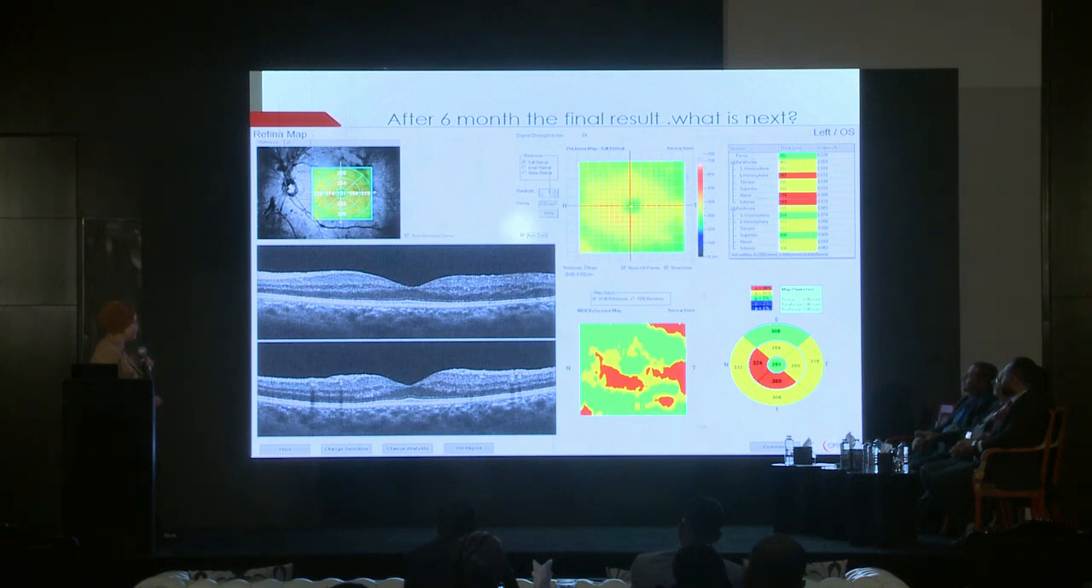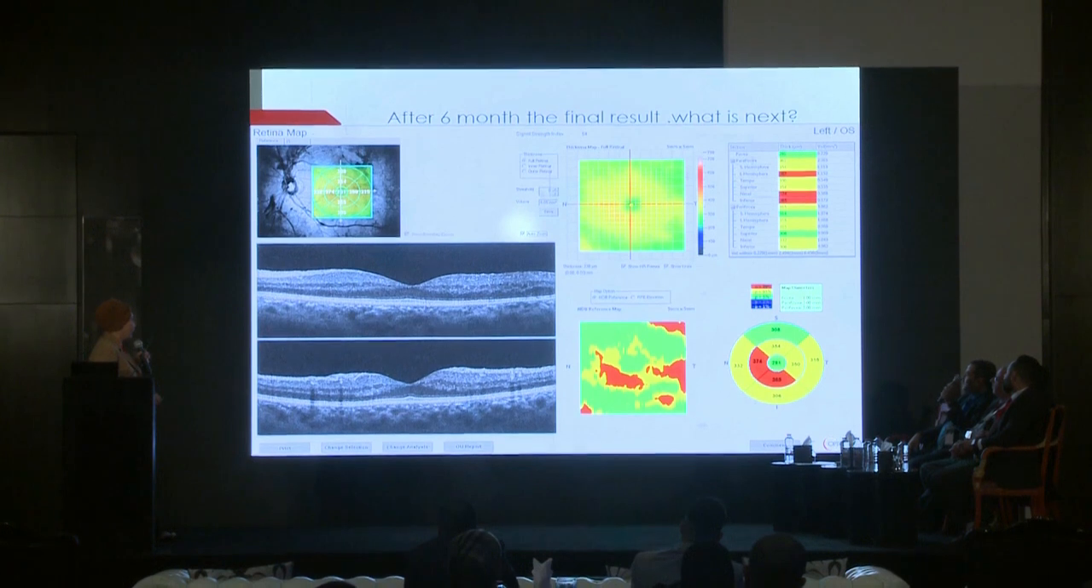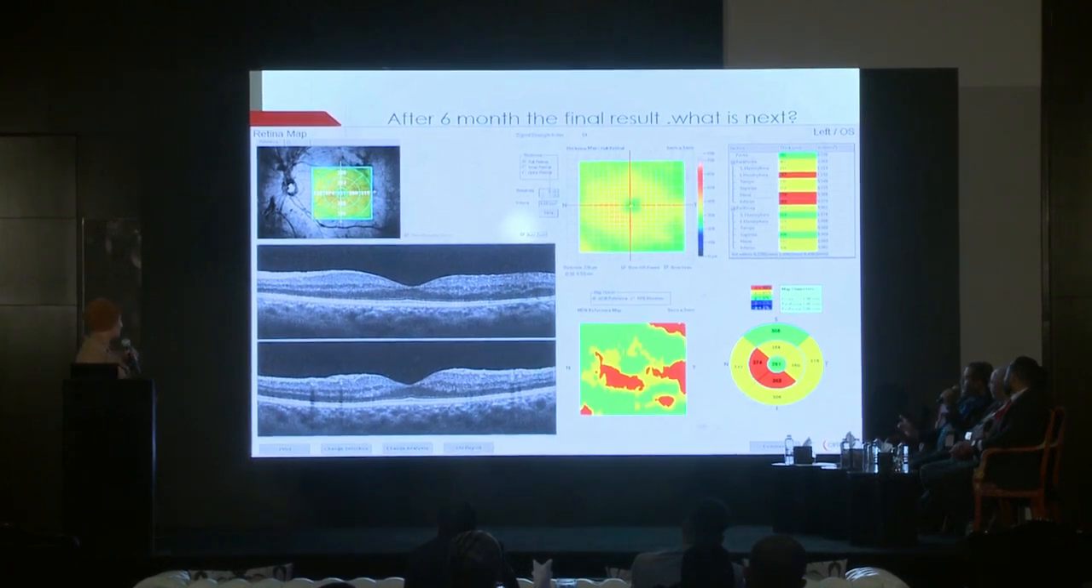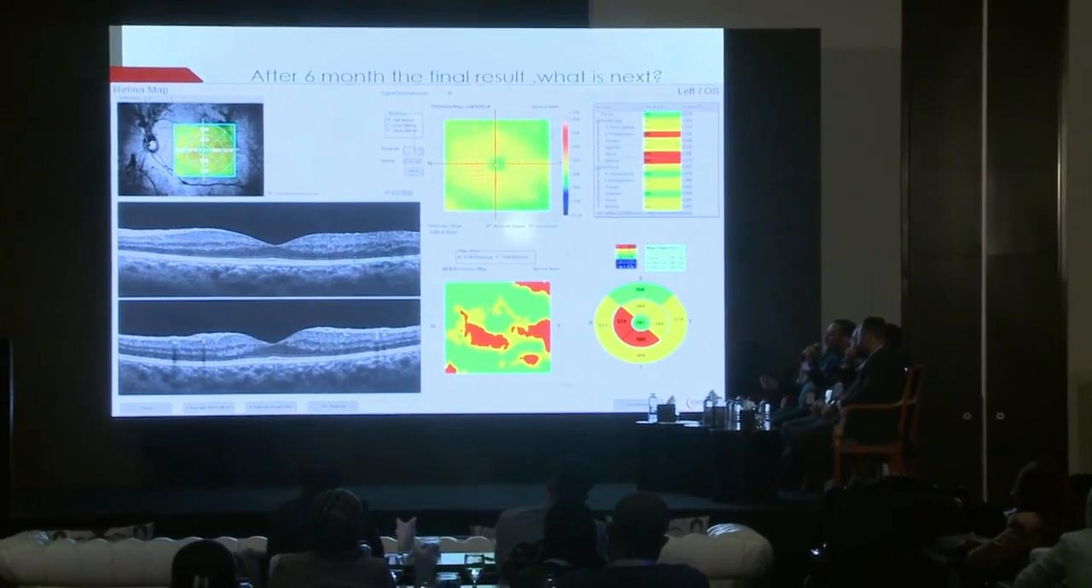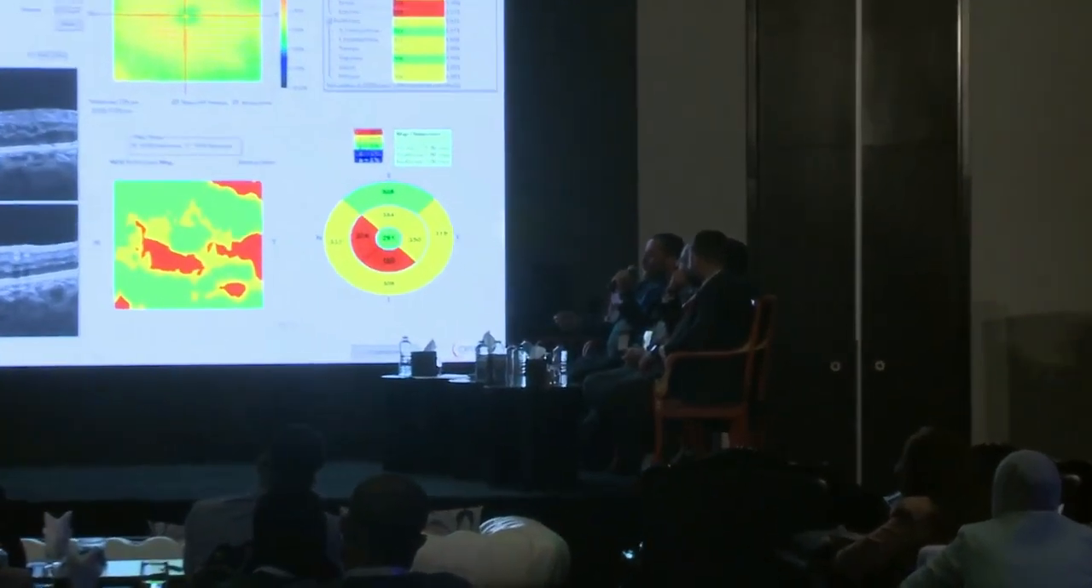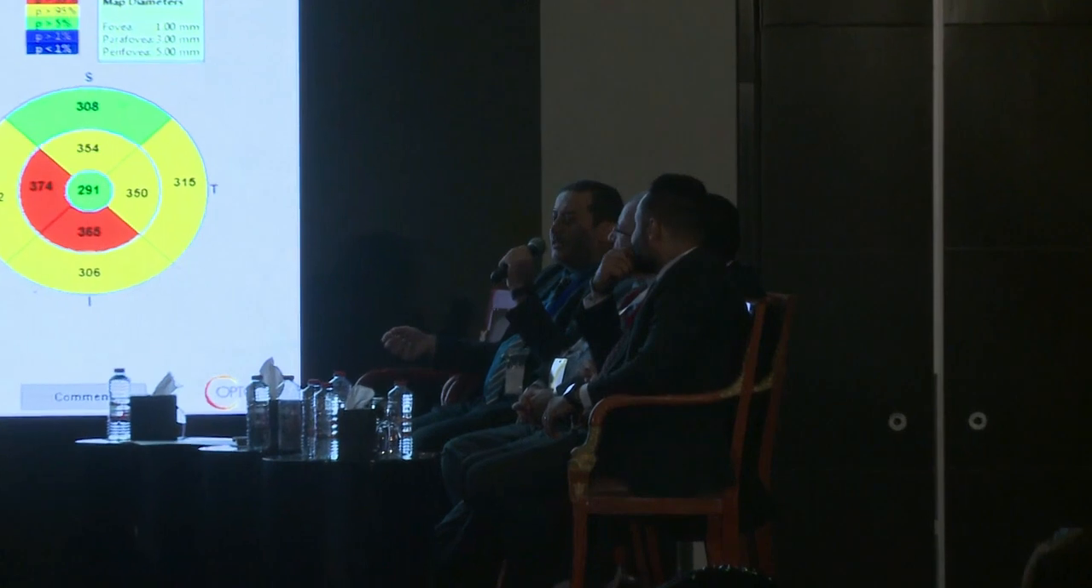What is next? Okay, Dr. Yasser. Same patient, after 6 injections. I saw that the central retinal thickness has improved very well. I also want to know the visual acuity. If both the visual acuity and the central retinal thickness are good, of course I will put the patient on PRN. I will follow up the patient every 1 month, and I will check the OCT and the visual acuity every 1 month.